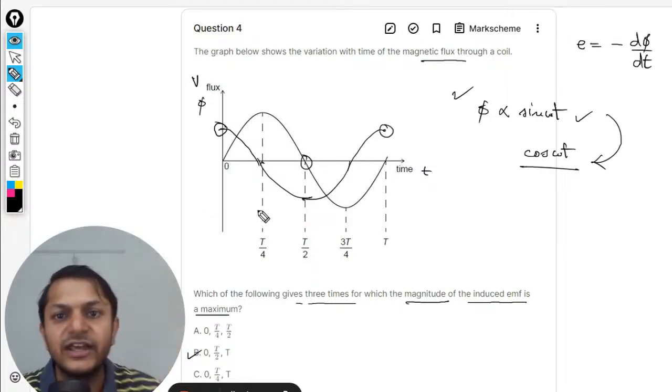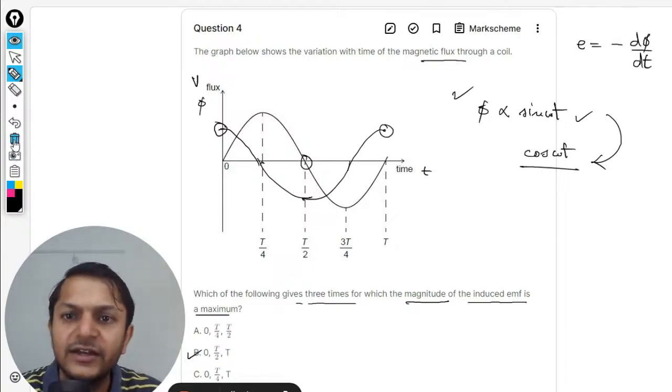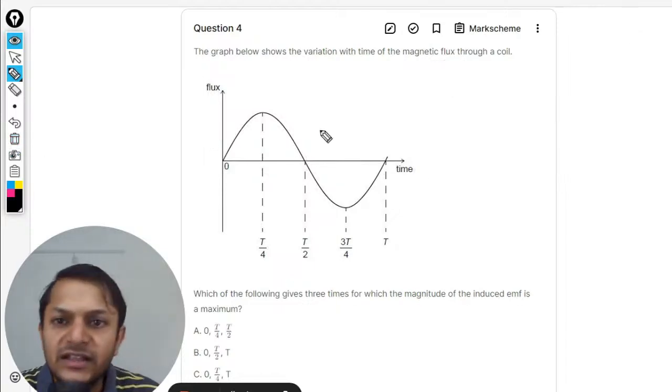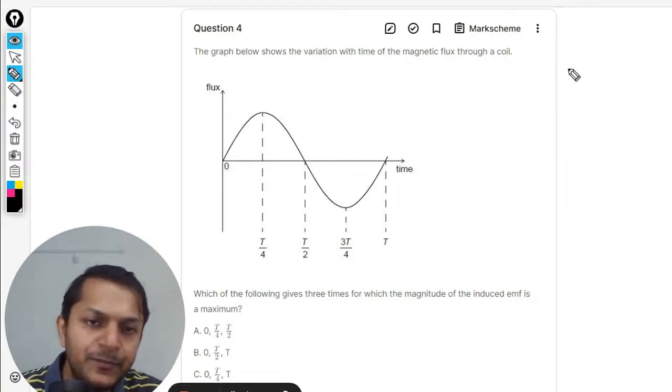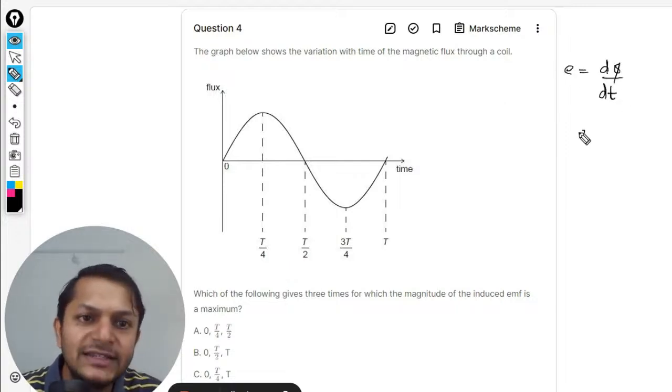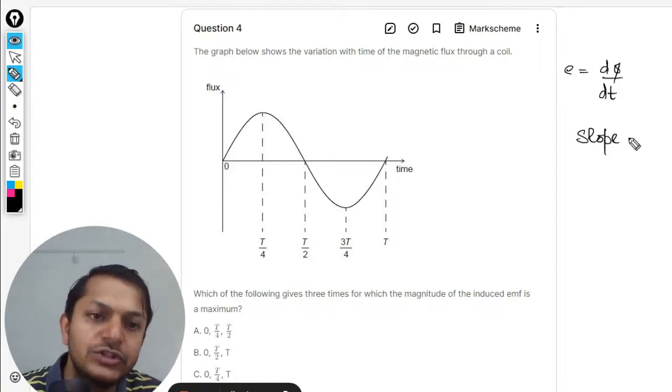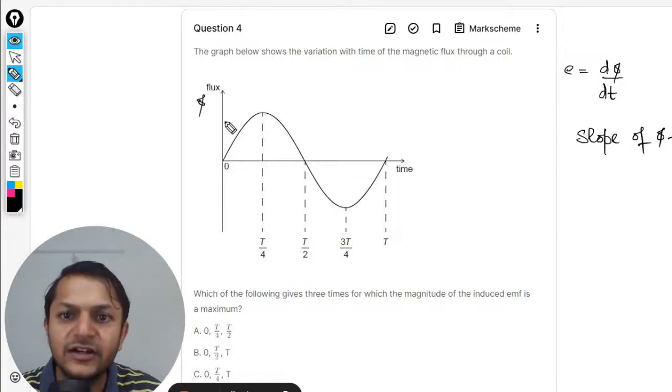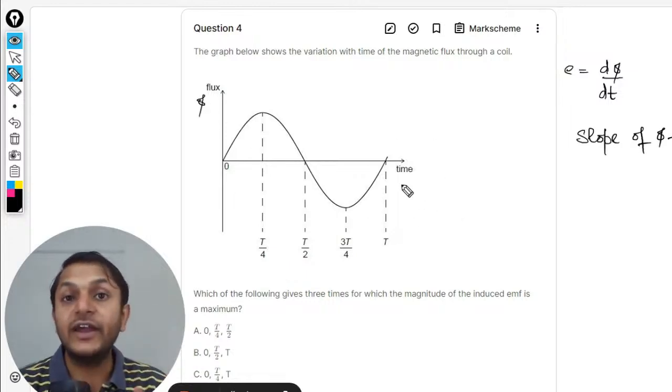Now, there is another way of thinking about it. What is the other way? The other way is that clearly E is d phi by dt. So you can say that yes, this pertains to the slope of the phi-t curve. This is the phi-t curve, the flux-time curve, and we need to find the slope.